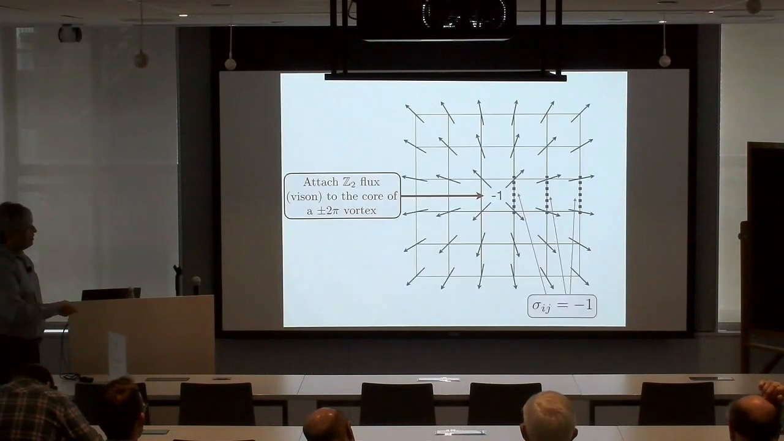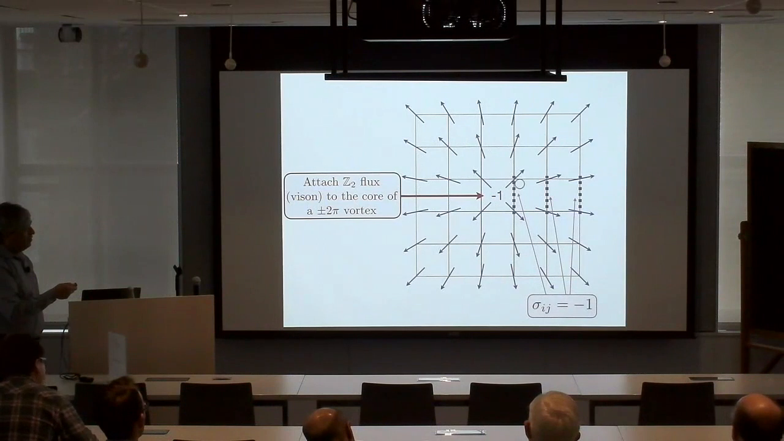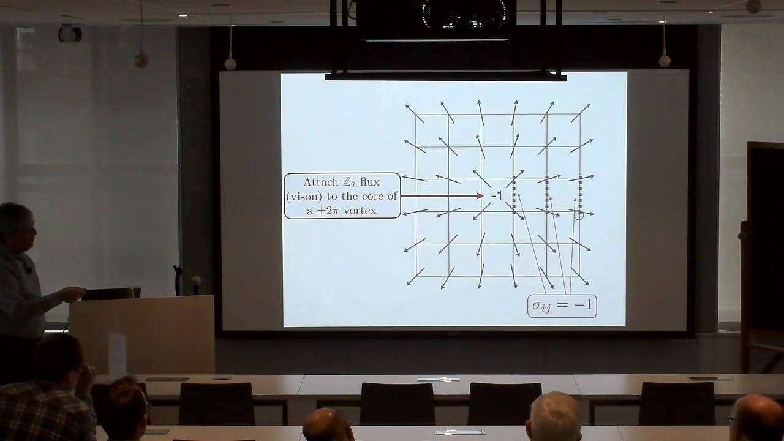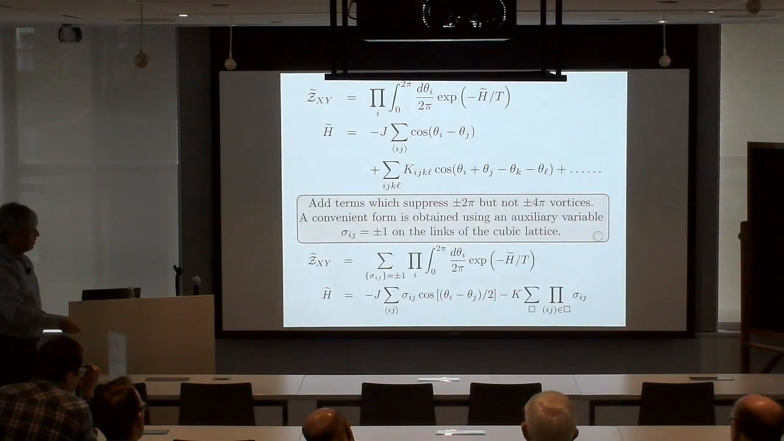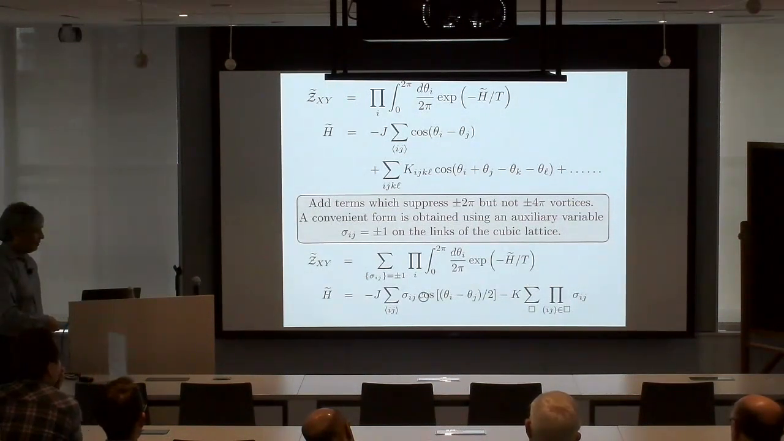So here's a vortex which has 2 pi. And now what happens? Suppose I call this angle close to 0. I go all the way around. This angle here is 2 pi. So now I look at the energy of this bond. Well, that bond, theta i minus theta j, is 2 pi. But there is a factor of 2 here, so this becomes minus 1. So this thing is now costing a lot of energy, so I have to compensate for that by making sigma ij minus 1.